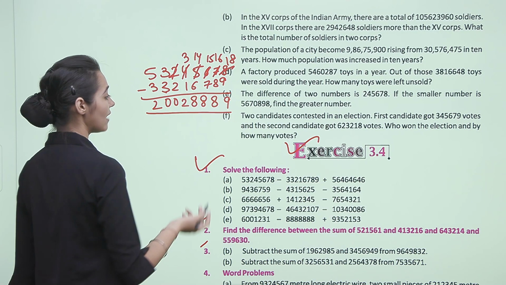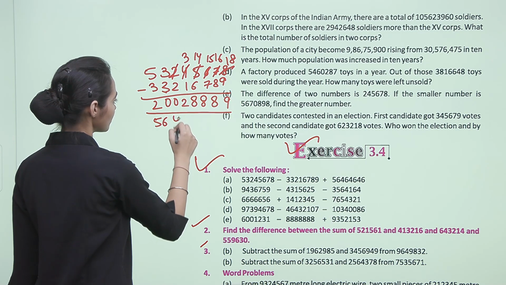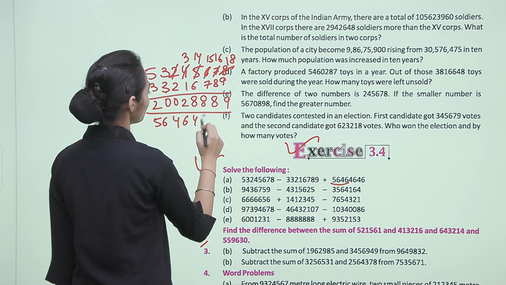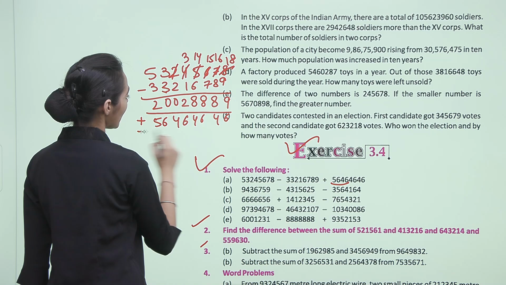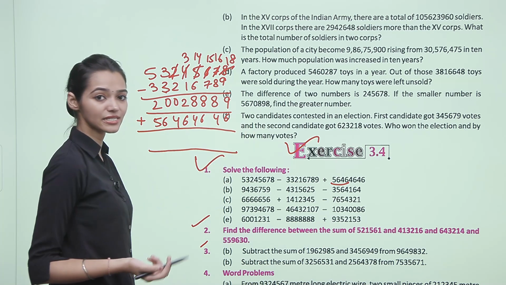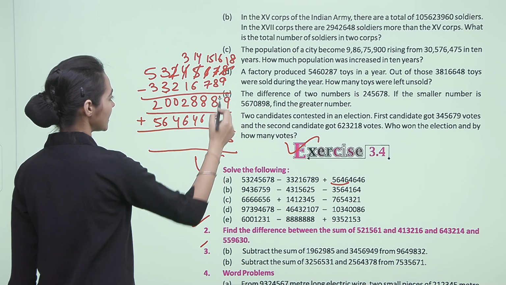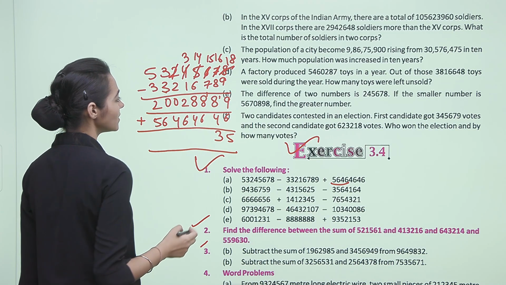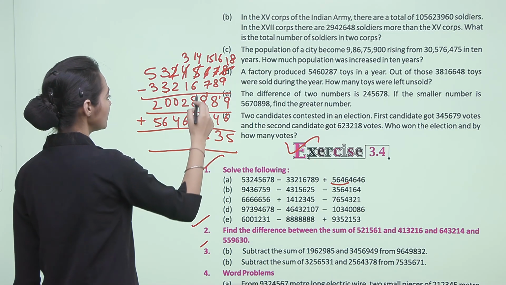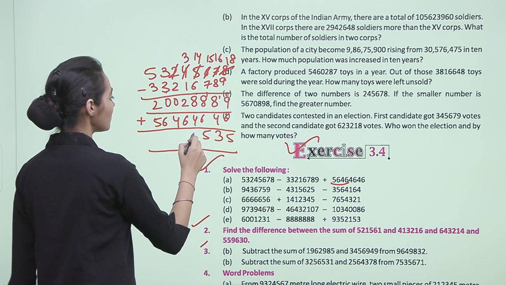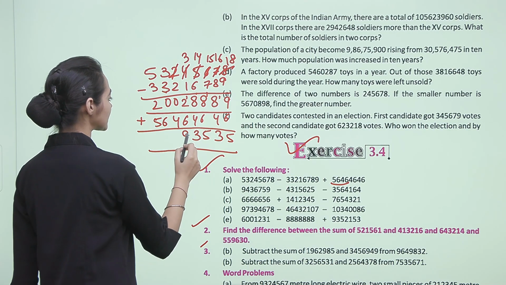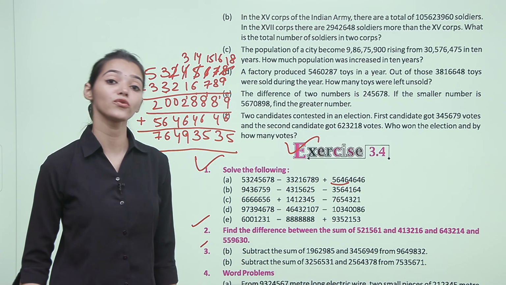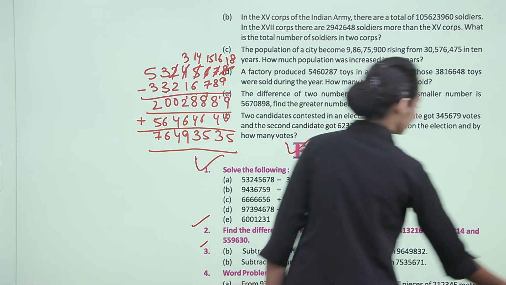Now in this one we have to add 5, 6, 4, 6, 4, 6. Now when we add these two terms it becomes 9 plus 6, that is 15, 1 carry forward, 9 plus 4, 13, 1 carry forward, 8 plus 7, 15, 1 carry forward, 8 plus 4, 12 plus 1, 13, 1 carry forward. This is 9, 4, 6, 7. This is our correct answer. That's how you can solve the remaining part.